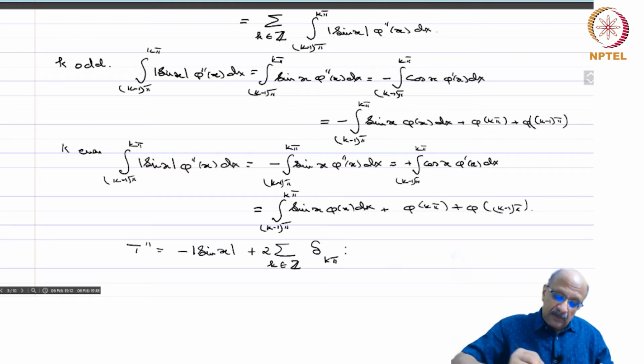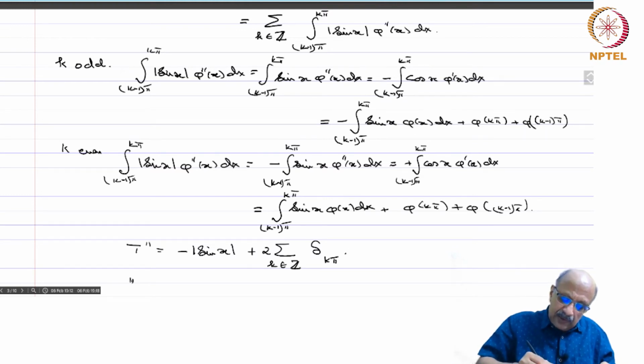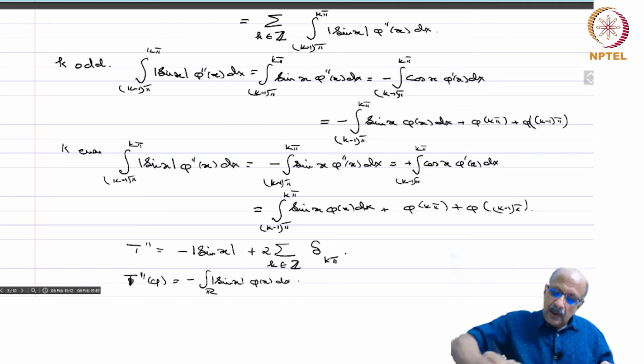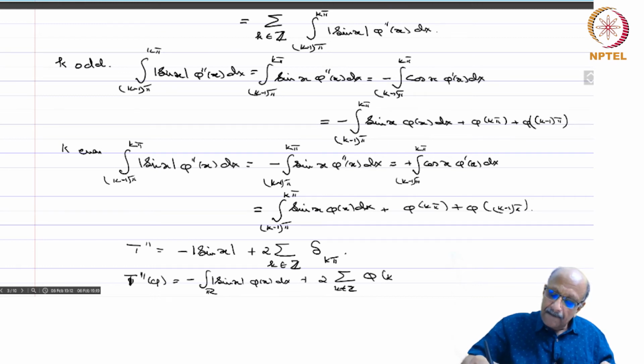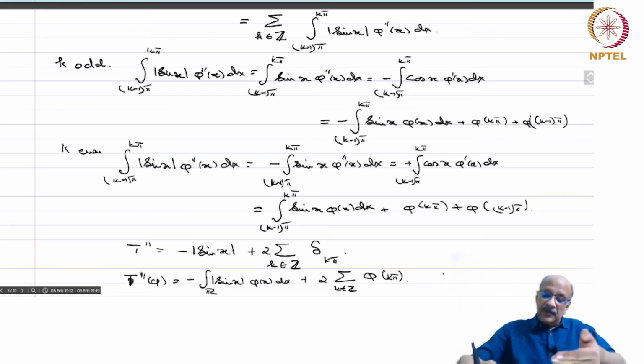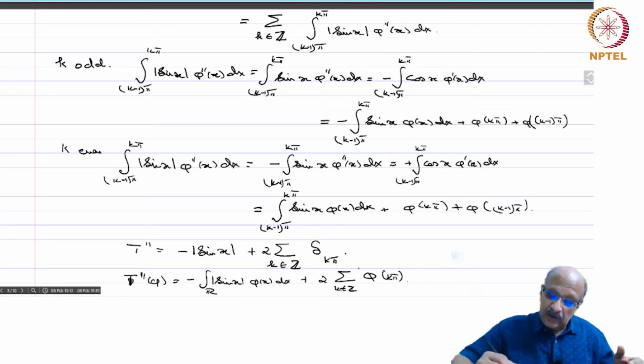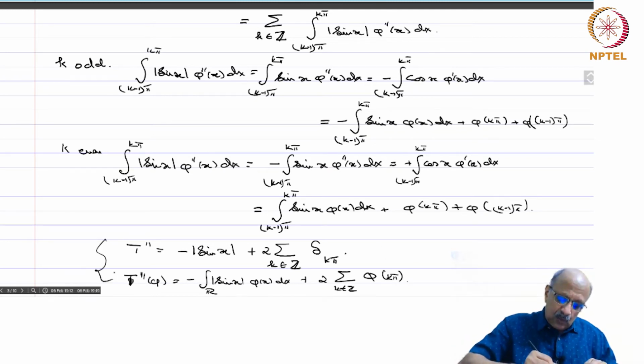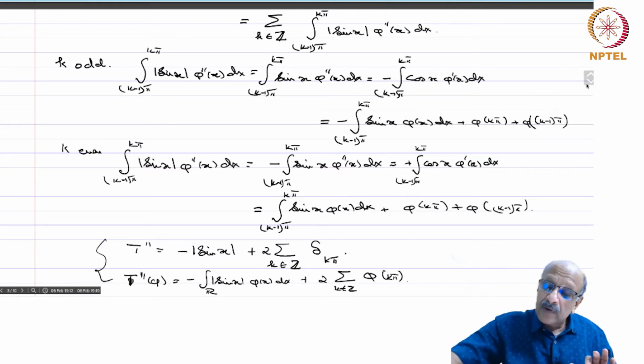Okay, so T double dash is this. What does this mean? This means that T double dash, so an alternative, explicit way of writing this is minus integral mod sin x phi x dx over R, and then plus twice sigma k in Z phi of k pi. So this is how explicitly the definition is written; these two statements are one and the same.